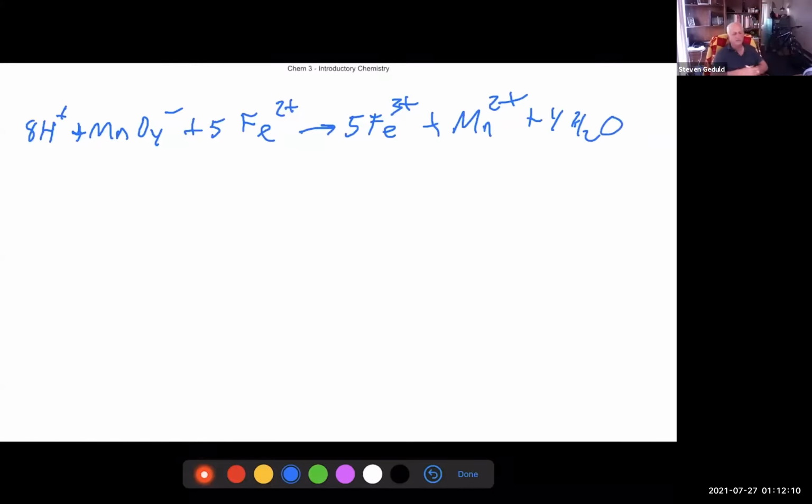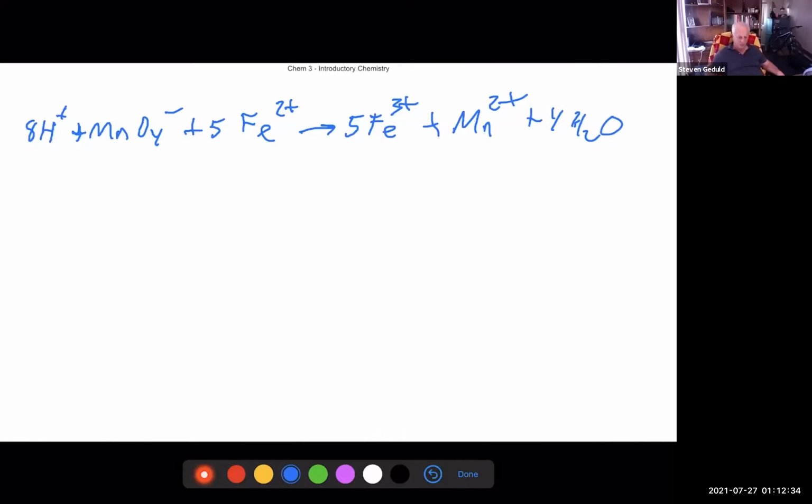There's your equation. So you're going to see something like that on your final, and it will say choose the correct answer. It'll say hydrogen is oxidized, hydrogen is reduced. Manganese is oxidized, manganese is reduced. Oxygen is oxidized, oxygen is reduced. Iron is oxidized, iron is reduced. Pick the ones that are true. So you have to assign oxidation numbers to everything.